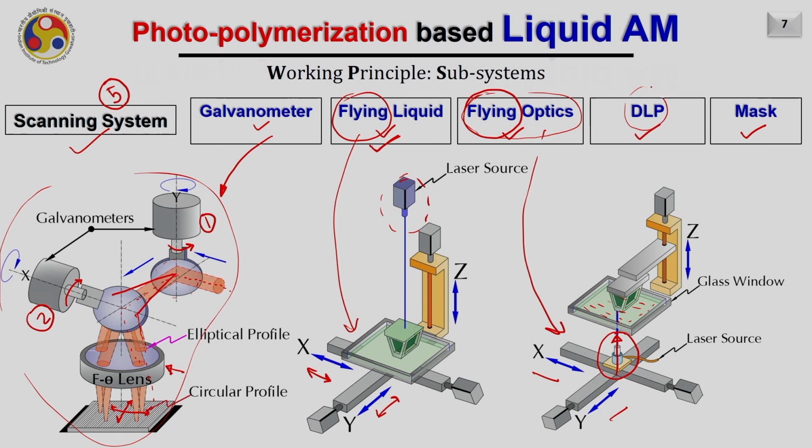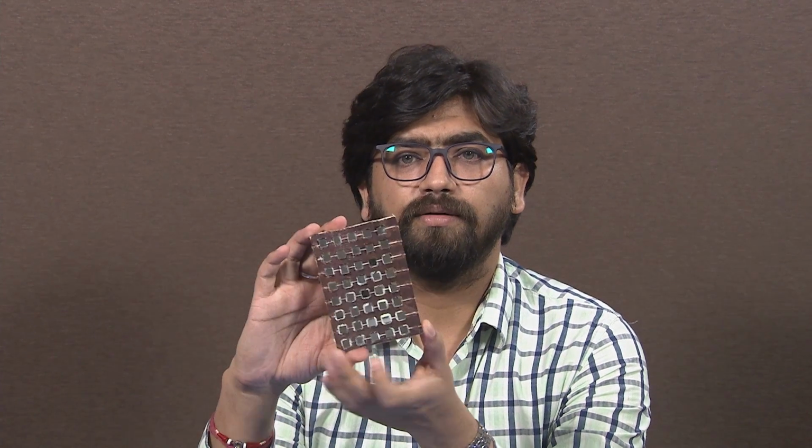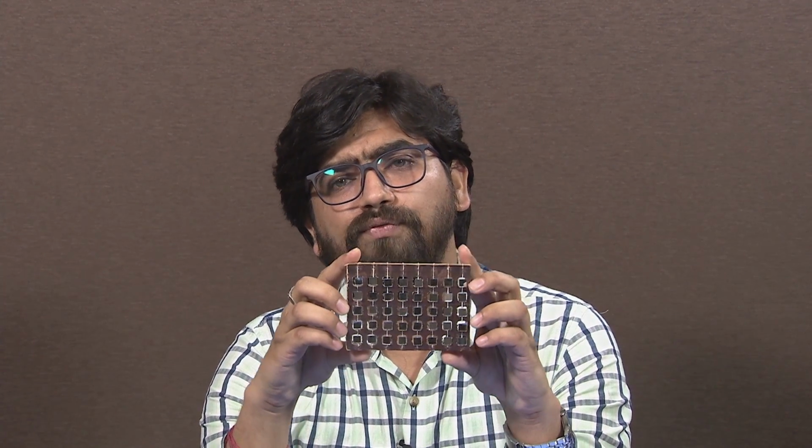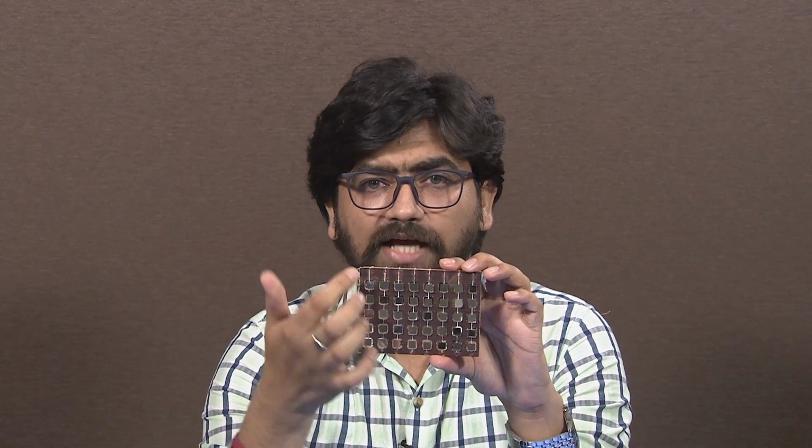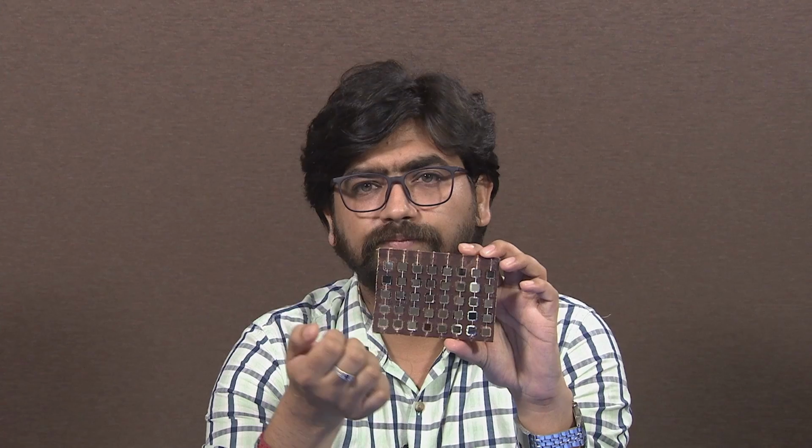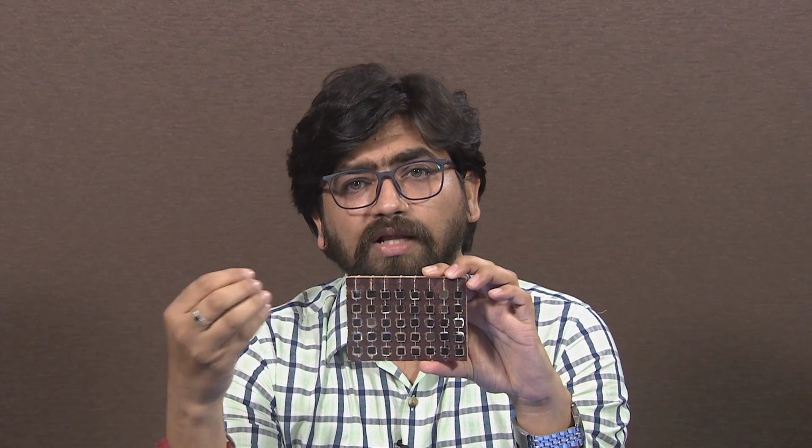Next is DLP. Digital light processing, or DLP, is nothing but an array of mirrors. It is very commonly available in your projector also. A macro scale version of the same we have also developed for demonstration, as you can see here. This is a typical example of a DLP. As you can see, there are a lot of mirrors arranged here. When the light falls onto these mirrors, it will get deflected, and wherever it gets deflected, if the liquid resin is available at this location, the liquid resin will get hardened.